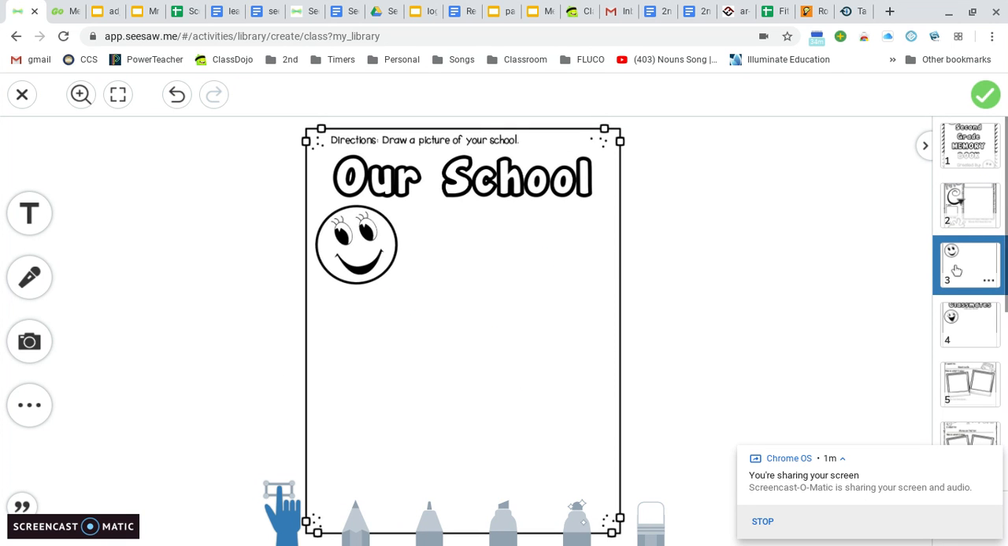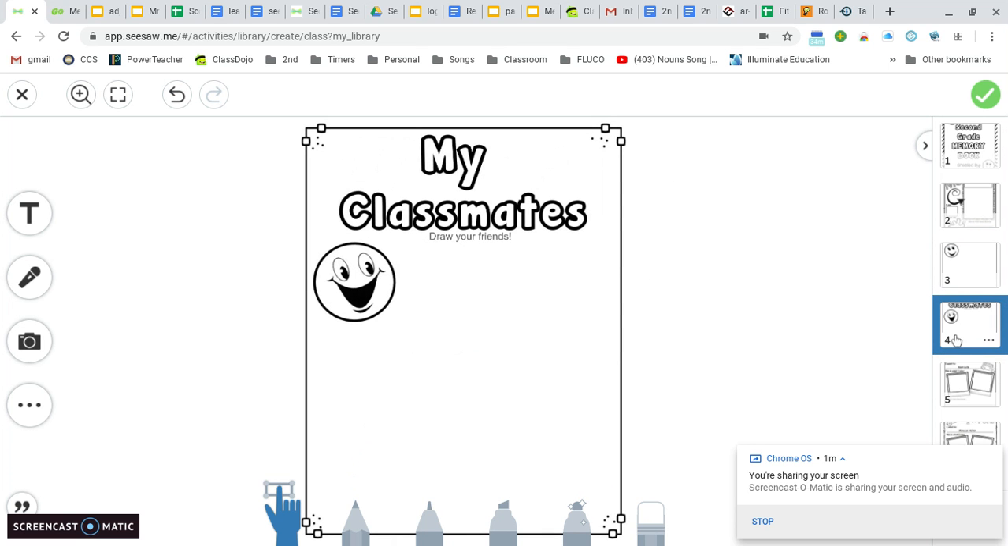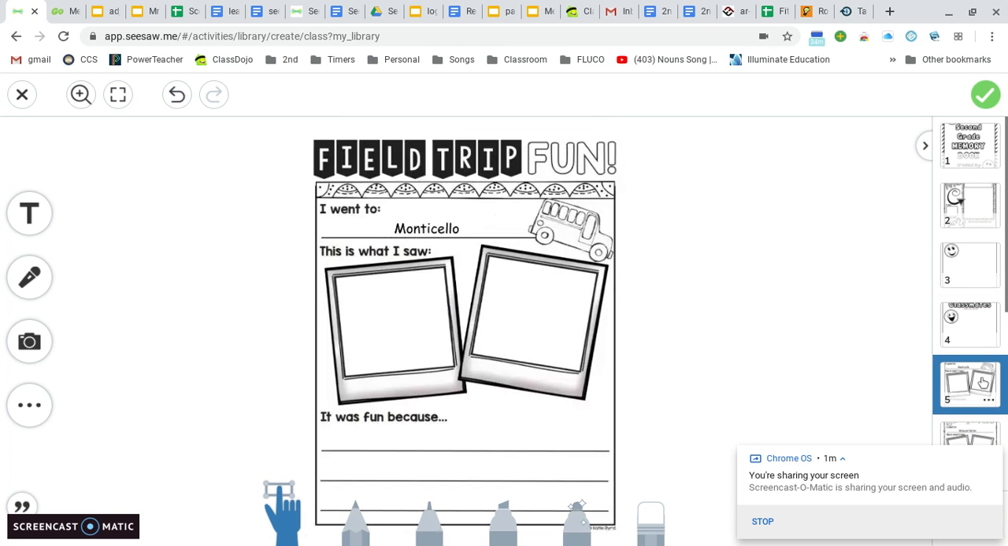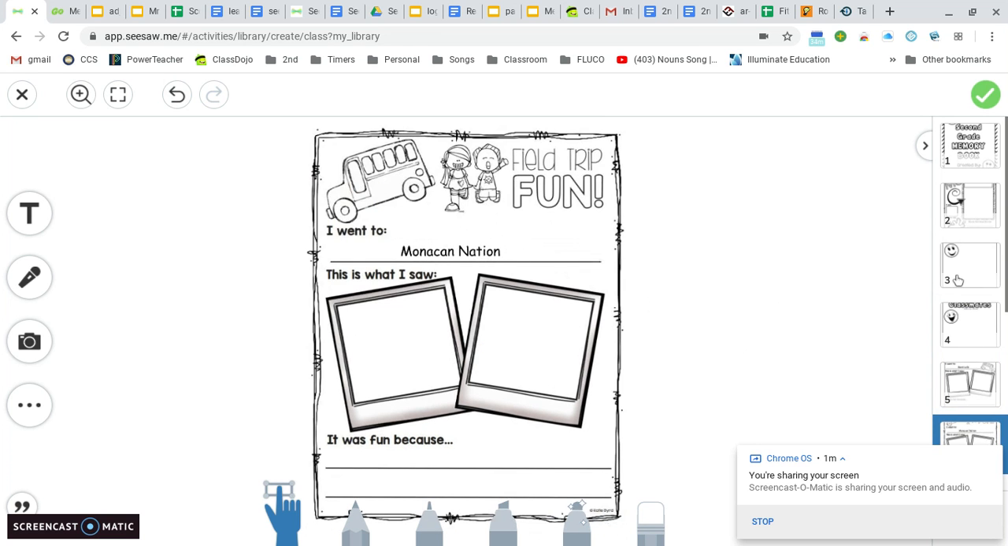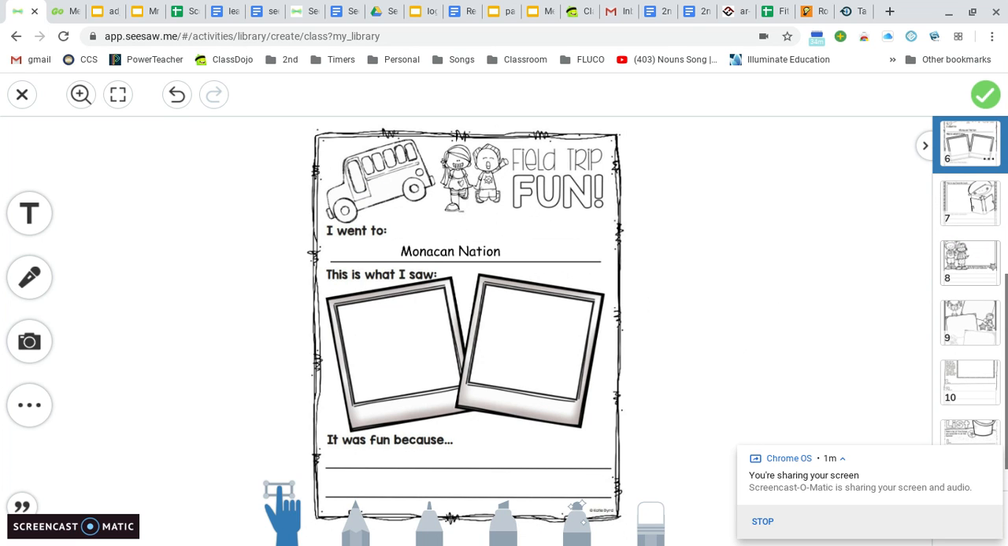You can reflect on things like how our school looks. Draw a picture of our school. Draw some pictures of your classmates. When we went to Monticello, what did we see? What did we learn? Why was it fun? When we went to the Monacan Nation, what did we see? What did we learn?